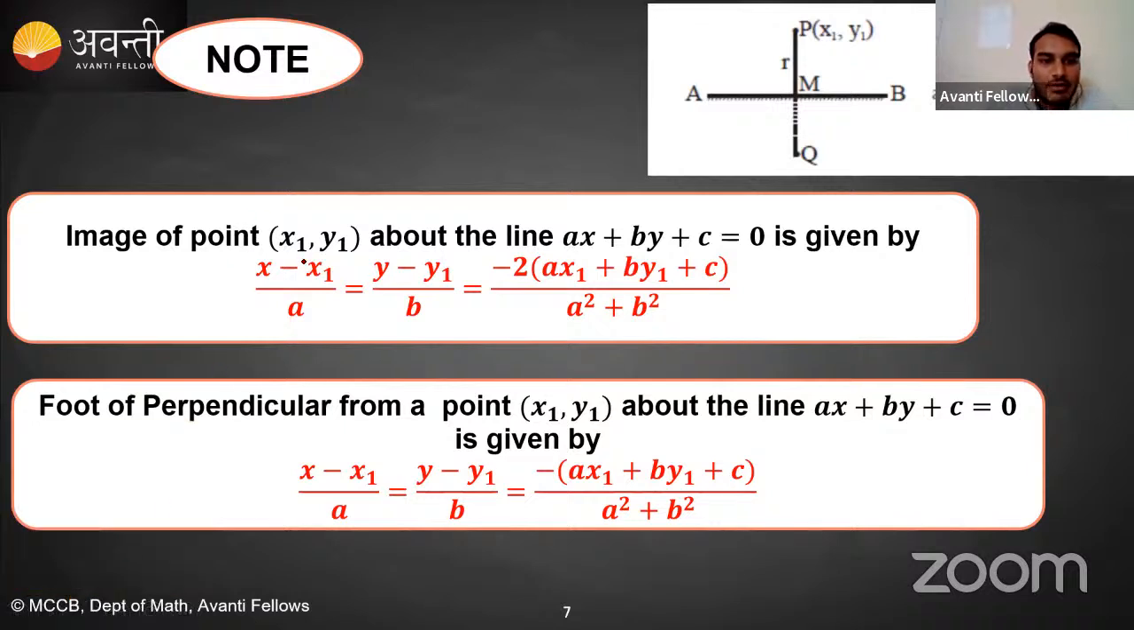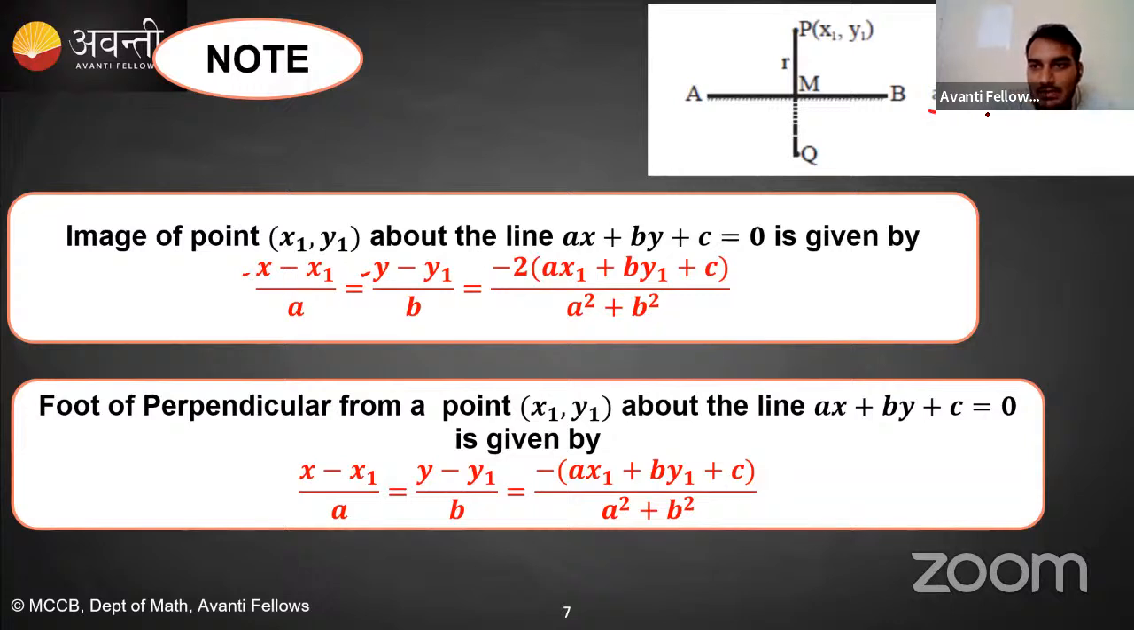Let's say the image of a point (x1, y1) about the line ax plus by plus c equal to 0 is given as (x minus x1) upon a is equal to (y minus y1) upon b is equal to minus 2 times (ax1 plus by1 plus c) upon (a square plus b square), putting the point in the line. From here the x and y will give me the image of point Q. Is this clear, students?